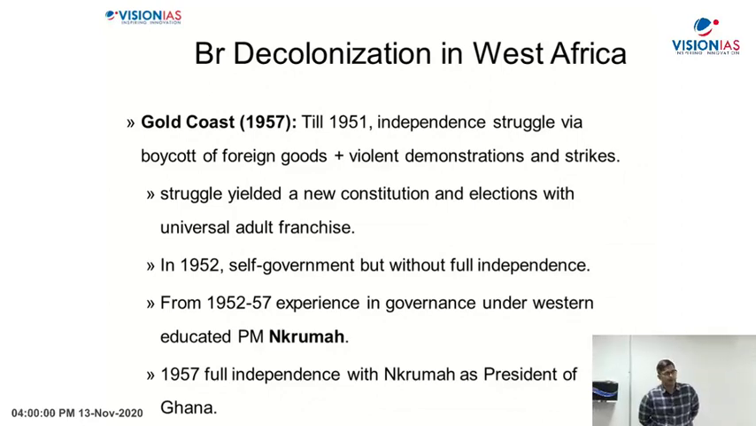Same patterns, look at the patterns. Ghana was known as Gold Coast, it got independence in 1957. Till 1951, independence struggle by boycotting foreign goods, violent demonstrations and strikes. The struggle yielded a new constitution and elections with universal adult franchise. So see, a threshold is reaching and the Britishers are bringing a new constitution without giving them full independence, but local self-government.